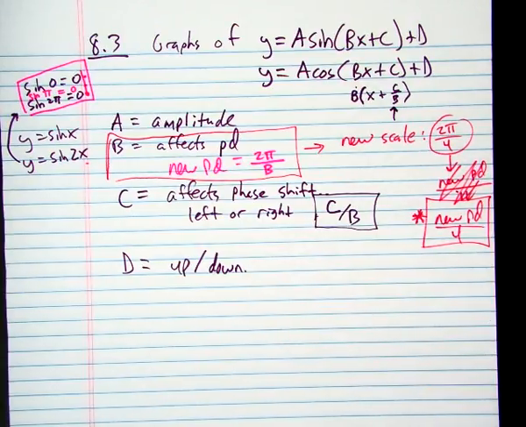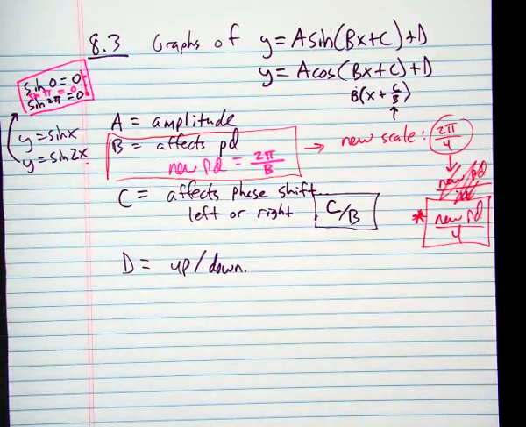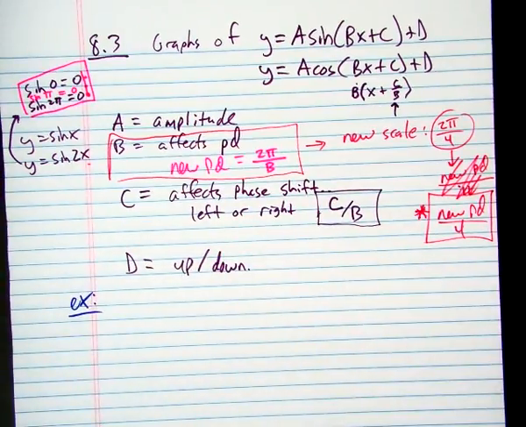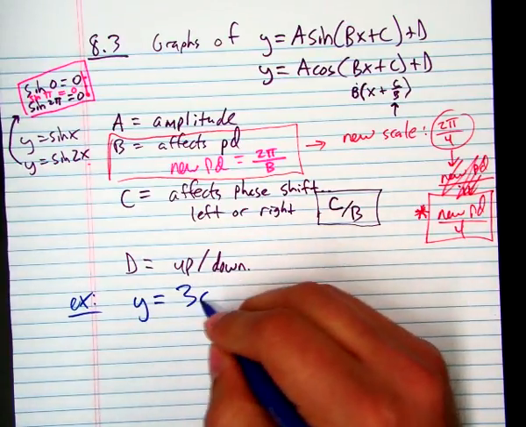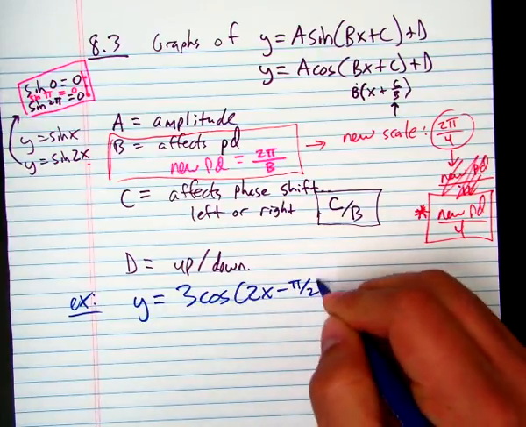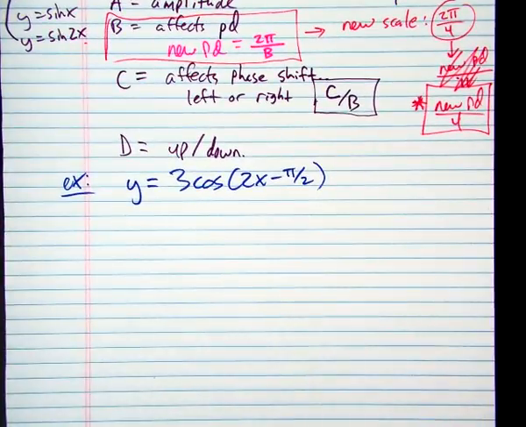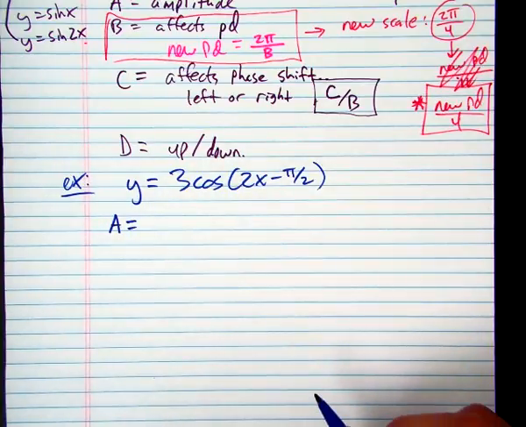Okay? So here's an example. We'll do 2 examples together, and I'll have one for you guys to try on your own. Okay? Let's say we wanted to graph 3 times the cosine of 2x minus pi over 2. Okay? We're going to write down our amplitude first and just go through everything we need to find out.